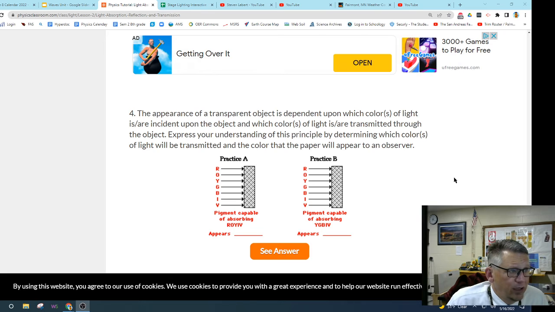The appearance of a transparent object depends upon which colors of light are incident upon the object and which colors of light are transmitted through the object. Express your understanding of this principle by determining which colors of light will be transmitted and what color the paper will appear to the observer.